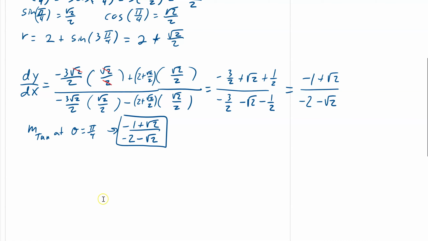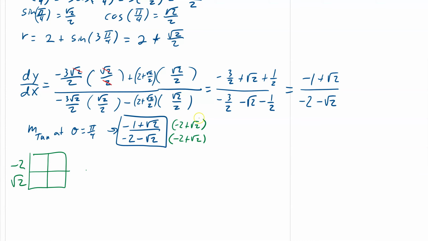And there we go. Now, we can simplify this some more by rationalizing it, multiplying by negative 2 plus rad 2 to make our conjugate, and get something a little bit nicer. So if we multiply the top, I like to use the box method. So we have negative 2 and rad 2, and that's being multiplied by negative 1 plus rad 2.